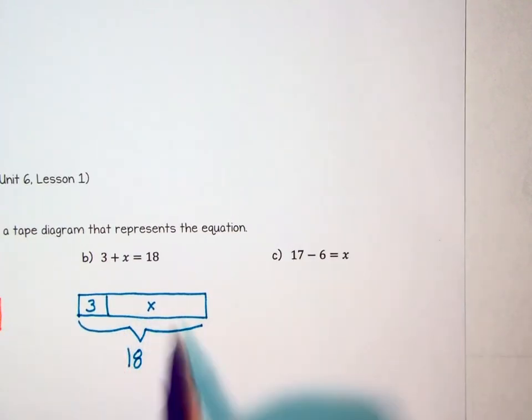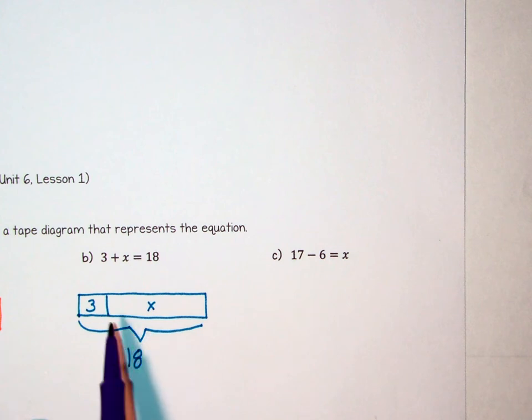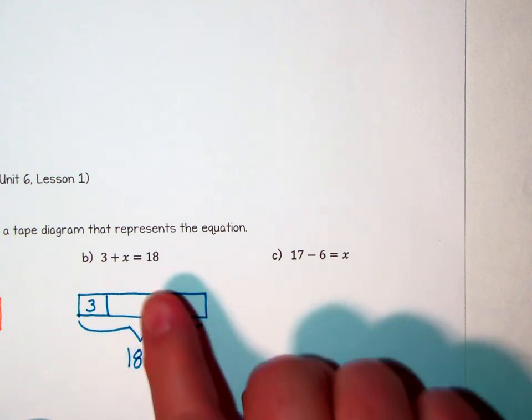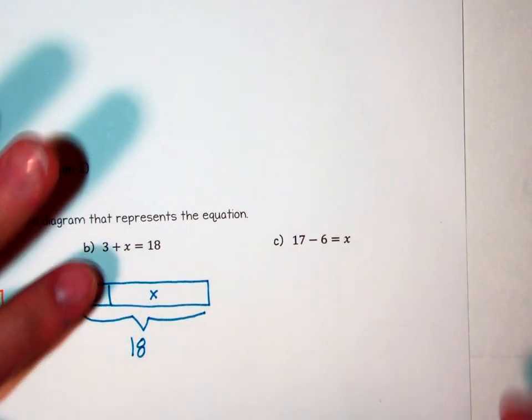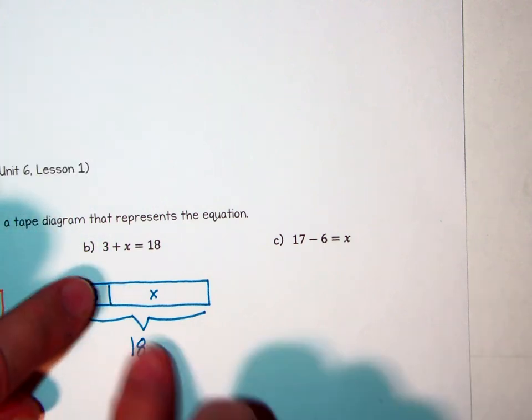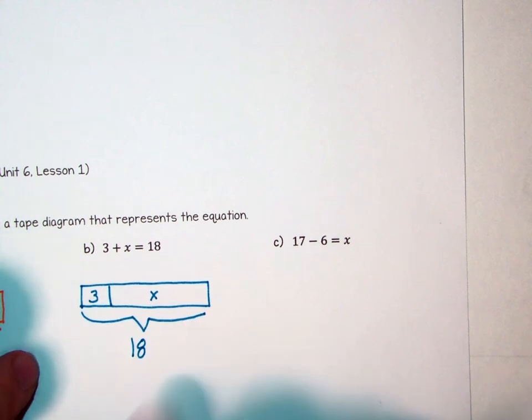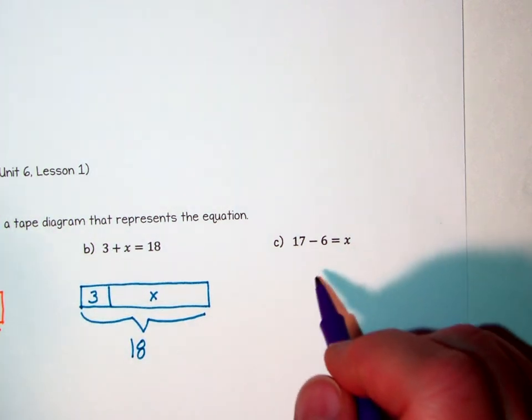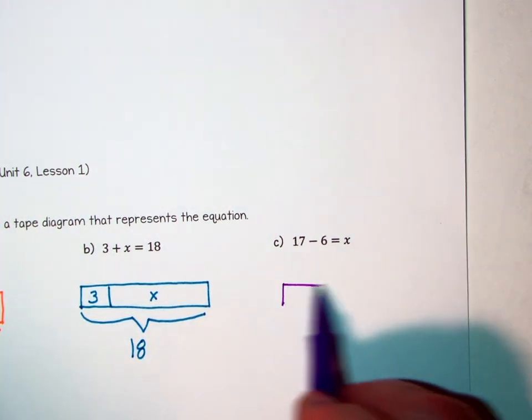So think about that in terms of these. If I wanted to show the difference between 18 and 3, I would subtract 3 from both of these, and that would give me X. I have to think about this one the same way, so I'm going to make my tape diagram.